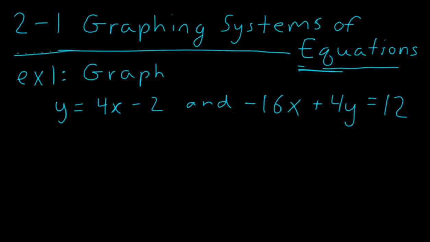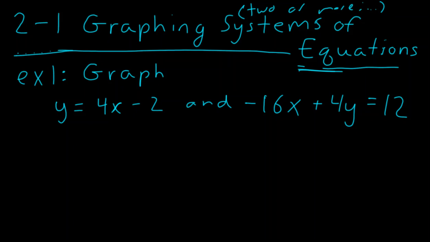So in our very first example, we want to graph the system of equations y equals 4x minus 2 and negative 16x plus 4y equals 12. Now, you might be thinking, what defines a system? And we just say it's this: two or more equations. So here I see I have two equations.